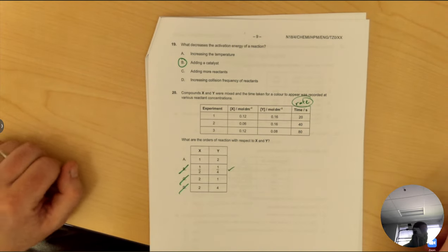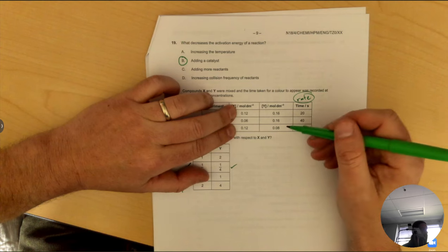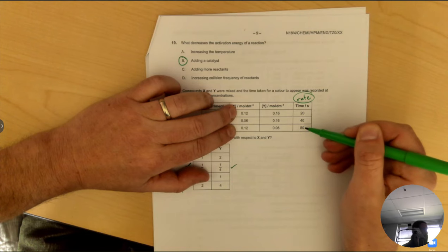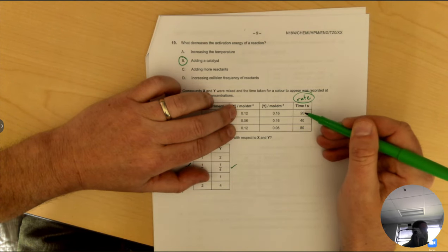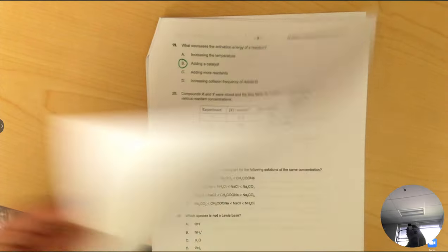Well, riddle me this. Everything's gone. But let's just look at Y just in case. So for Y, I'm going to look at the first and third rows. As concentration doubles, the reaction time goes down by a fourth. So that would be second order for that. Yay.